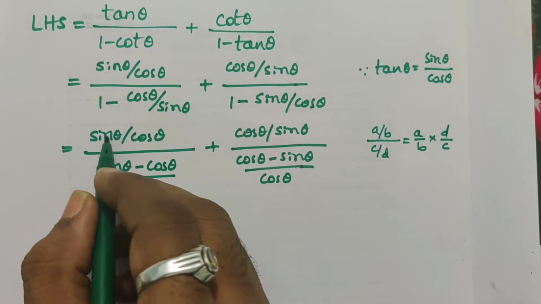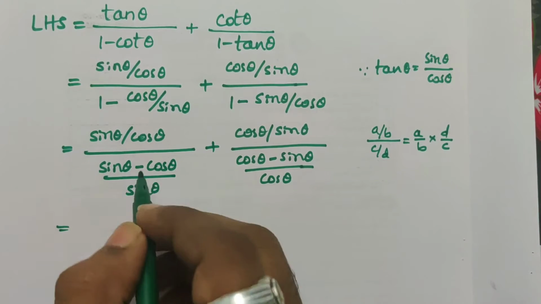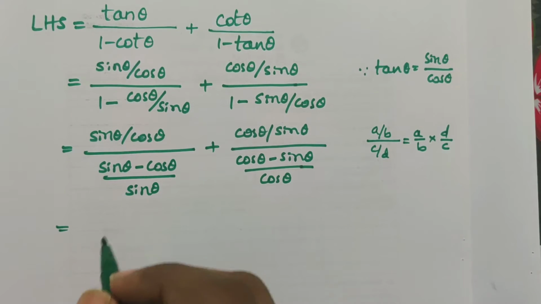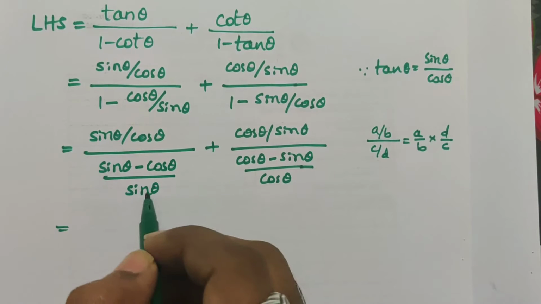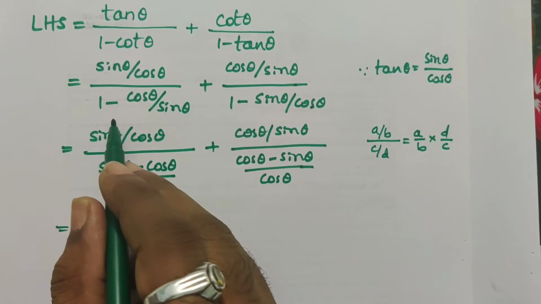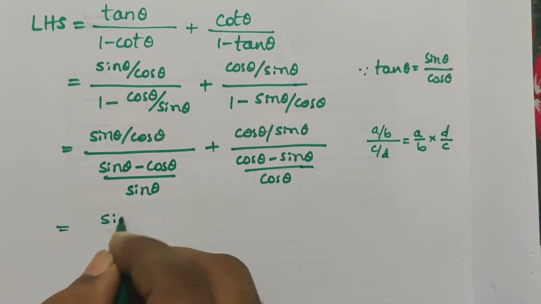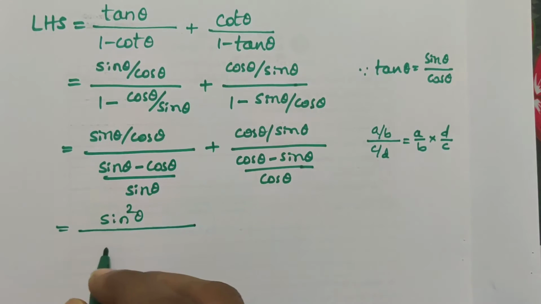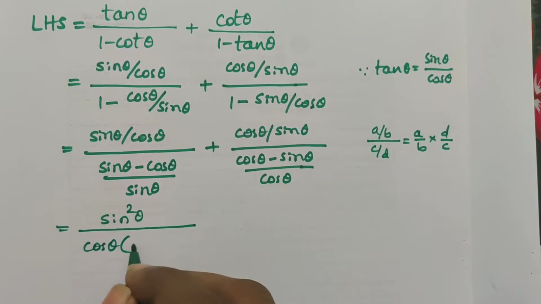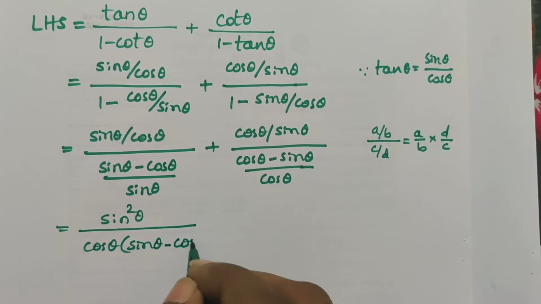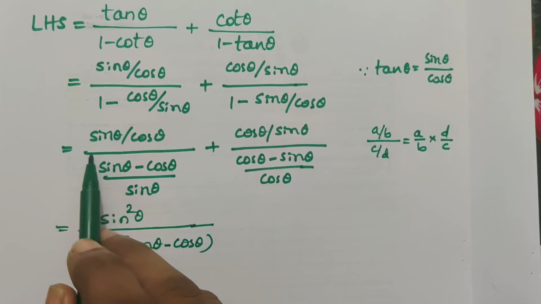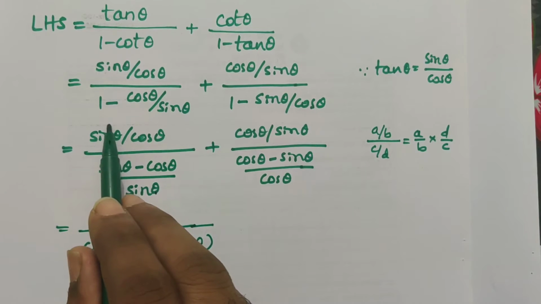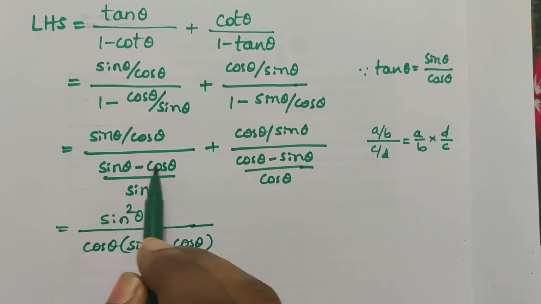When we do that, sine by cos will remain as it is, this will get the reciprocal, and this sine will go with the numerator. So I will write directly, this denominator sine will go with the numerator of the numerator. That means it will become sine square theta whole divided by, this cos will come with this denominator, cos theta into bracket sine theta minus cos theta. I hope you understood this. This division is changed to multiplication and this became the reciprocal. This sine will go and mix with this, and this cos will come with this.